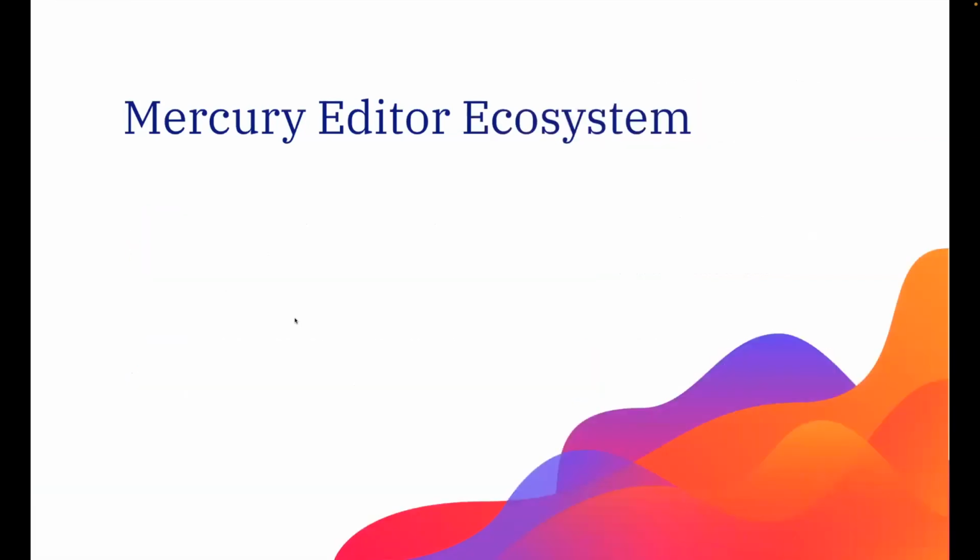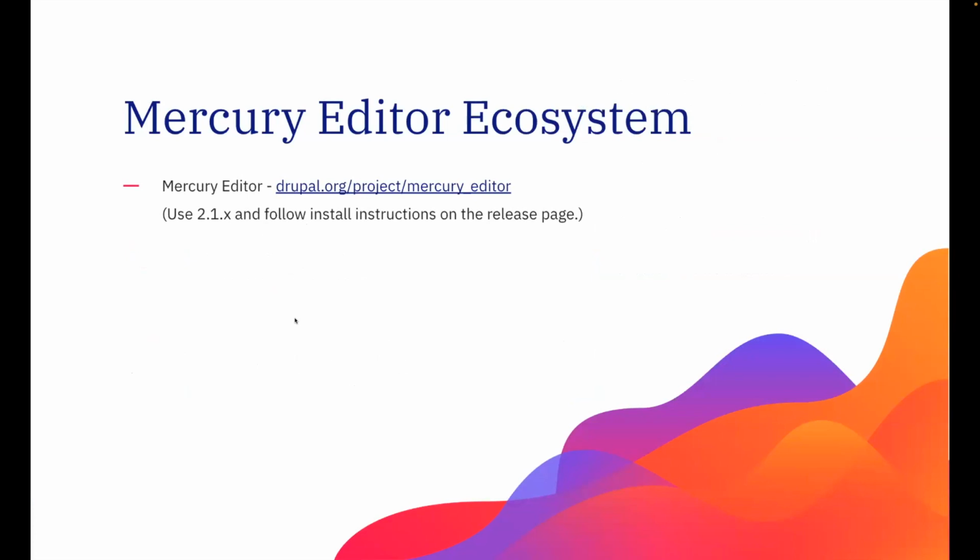I want to talk a little bit about the ecosystem for Mercury. Again, Mercury itself is really new, still under very active development. You can download it on Drupal.org at drupal.org/project/mercury_editor. I would encourage everyone to definitely use the 2.1 branch, the 2.1 version. And when you're installing the module, just follow the install instructions that are on the release page.